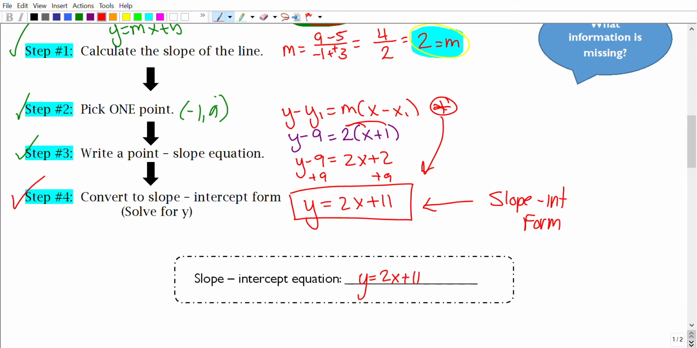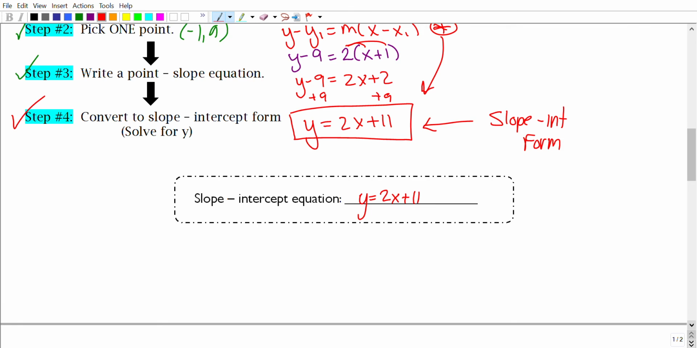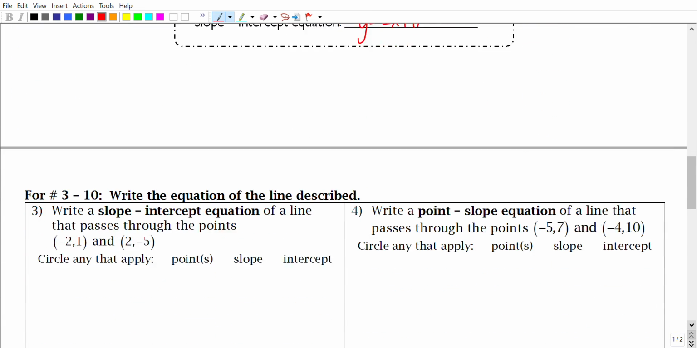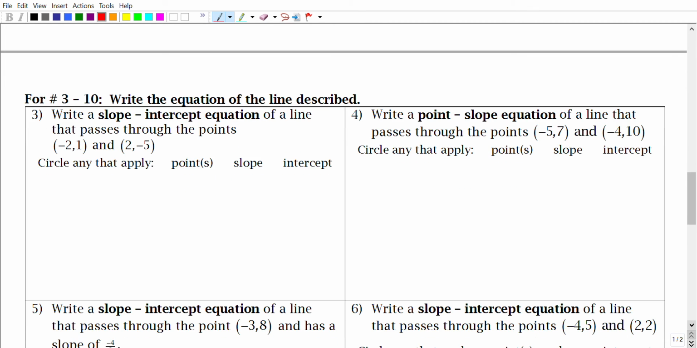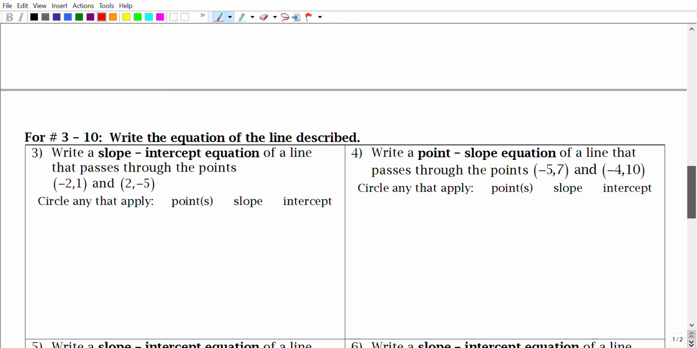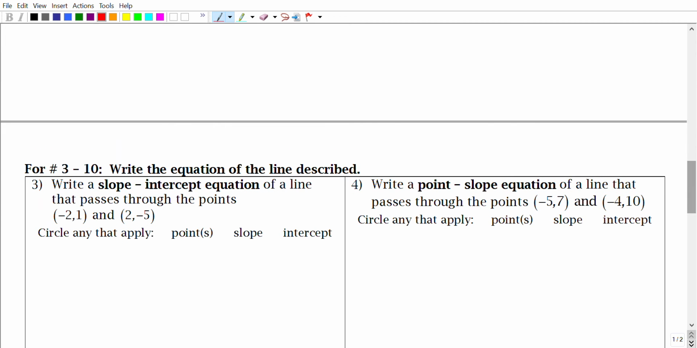All right, so I think you guys should have some good practice in you, but I want to go ahead and do maybe 2 more of these, and then I'm going to have you guys try a few on your own. So let's see. Let's take a look at number 3.